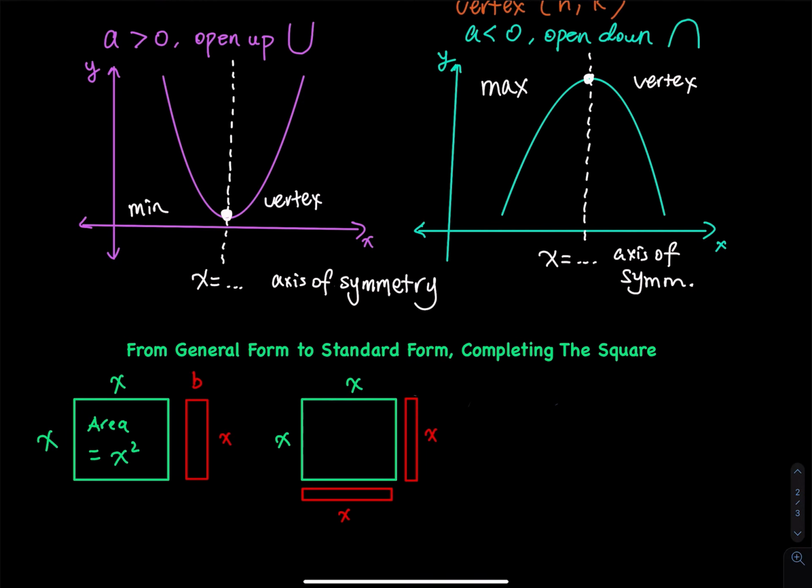Starting with a green square, the dimension is x by x. So the area is x squared, right? Pretty easy. One side times another side, so x squared. What I am going to do next is merge a red rectangle to the green square. The dimension of the red rectangle is b by x. So the width is equal to b, the length is equal to x.